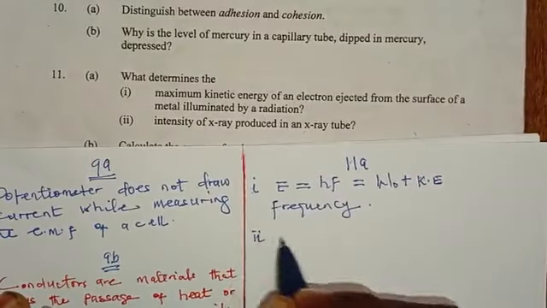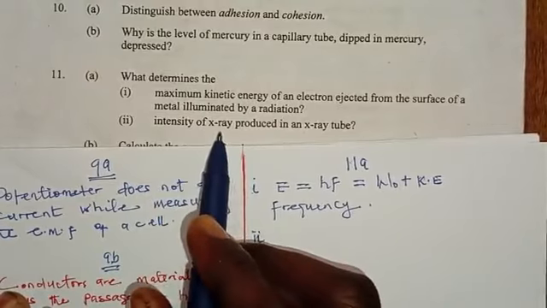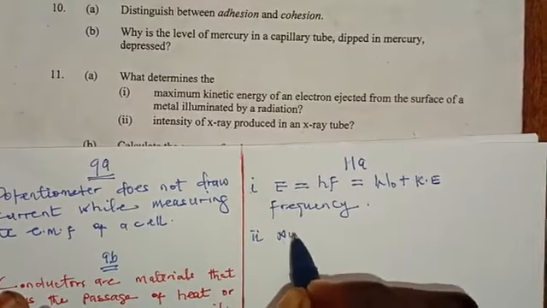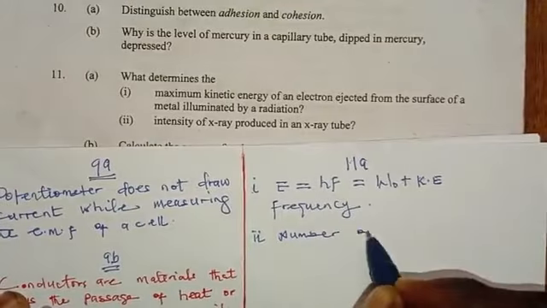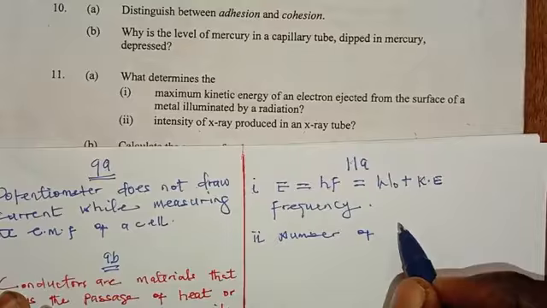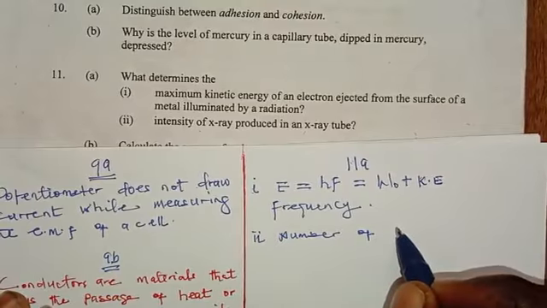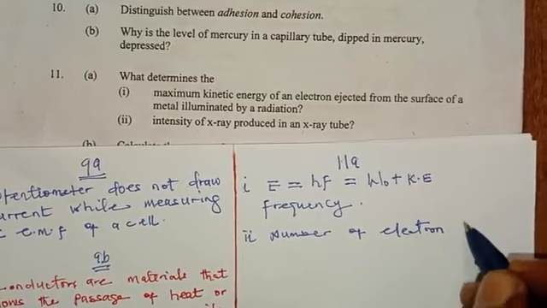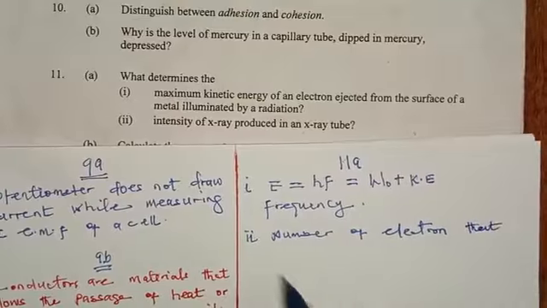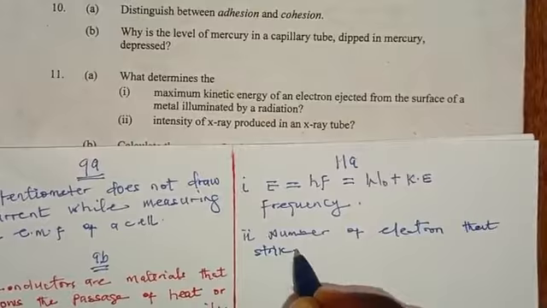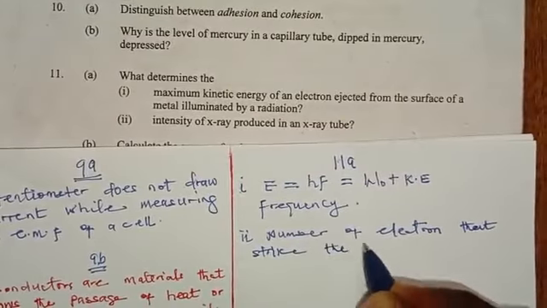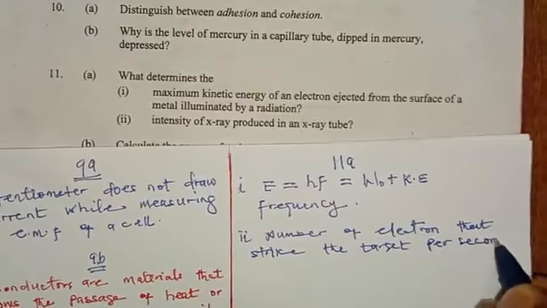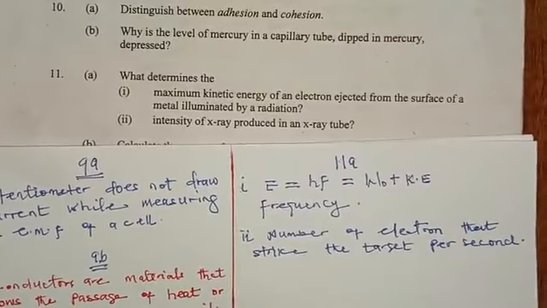Roman figure 2 says, what determines the intensity of X-ray produced in an X-ray tube? So this one is the number of electrons that strike the target per second. So that is about question 11a.